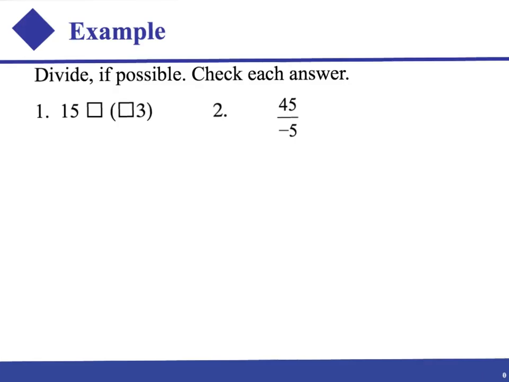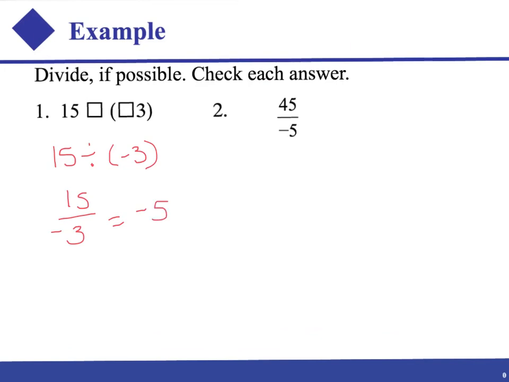So let's look at some examples. Our first example says 15 divided by negative 3. Well, you used to do this a long time ago in math class. What did you have to multiply the negative 3 by to get a positive 15? Think about it. It has to be another negative number because your answer is positive. So we know 15 divided by negative 3 is going to give us negative 5.